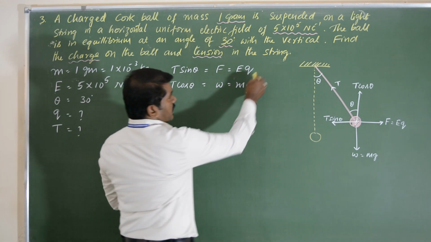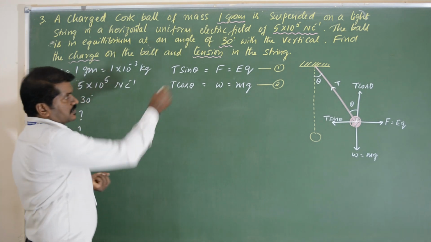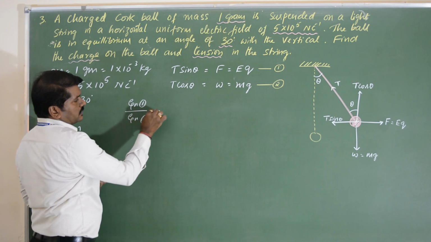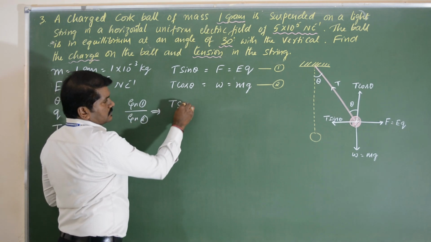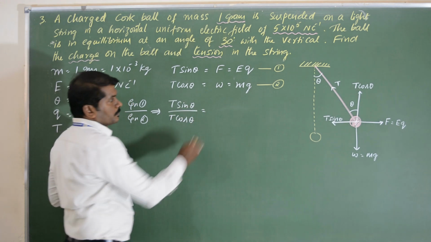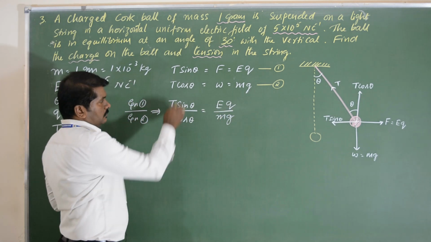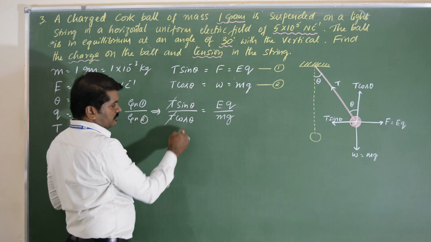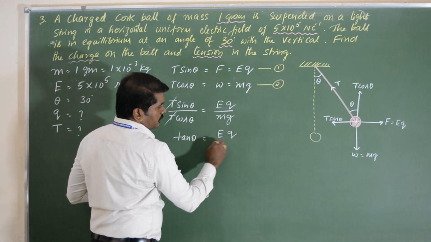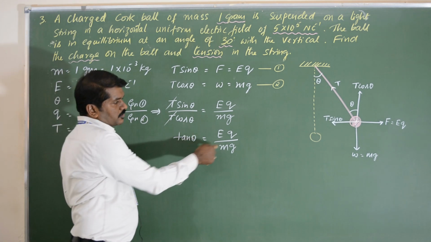So I will take this as equation number 1 and this as equation number 2. Just take the ratio of those two, that is equation 1 divided by equation 2. That implies T sin theta divided by T cos theta must be equal to EQ divided by mg. So T and T get cancelled. We know that sin theta by cos theta is tan theta, therefore tan theta is equal to EQ divided by mg. See, in this problem we are going to find out the value of Q.